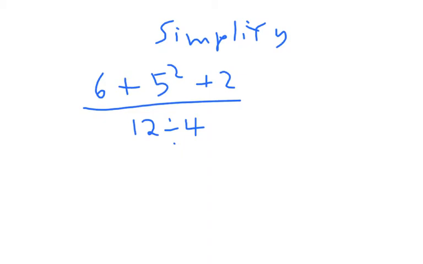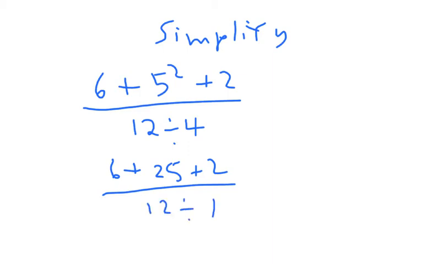Okay, our directions are simplify, which means do all the arithmetic we can do. And these are all numbers and the variables here. So we see we've got a grouping symbol with a division bar. We have some powers. We're going to do everything above the bar and everything below the bar, because that's how it's grouped. If we look above the bar, we have the power, so that would be 6 plus 25, because 5 squared is 25, plus 2 over 12 divided by 4.